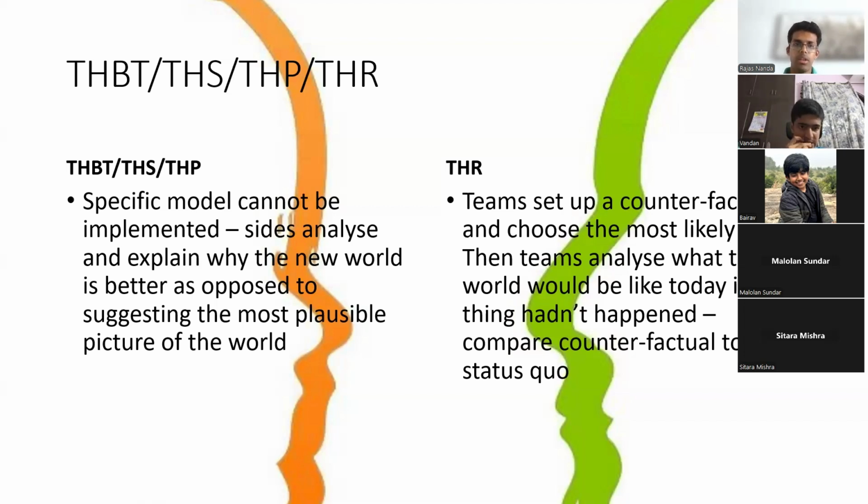And then finally, another type of motion is this house regrets, which an example of that would be this house regrets the rise of TikTok, which means currently TikTok has become very popular, at least in some countries. I know it's banned in India. But what side government would then be trying to say is if TikTok never became popular, that would be a better world. And it's all about things in the current world which they think we'd be better off without. Hopefully that makes sense. Any questions?